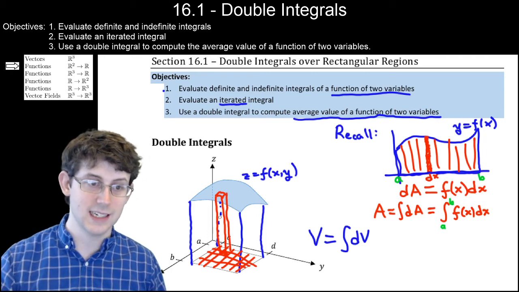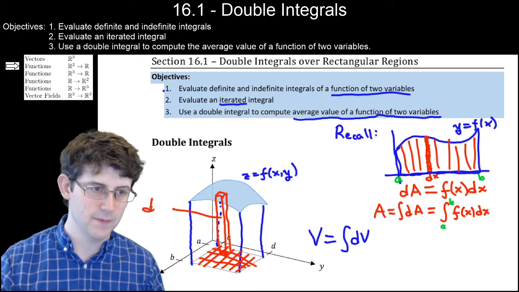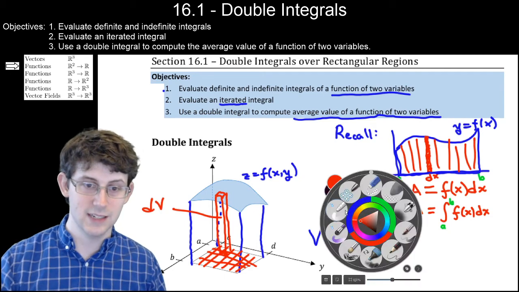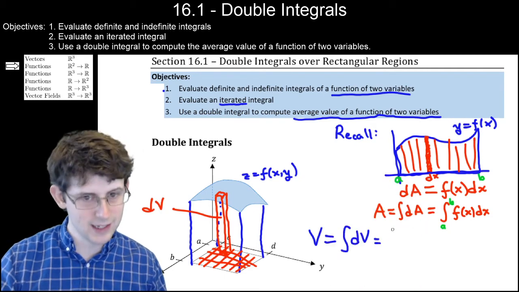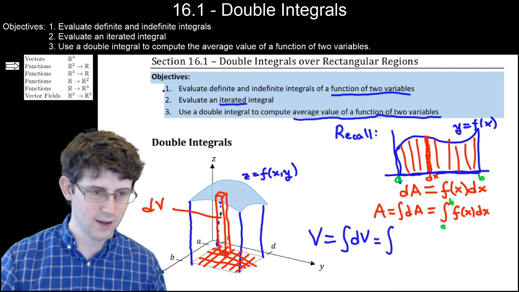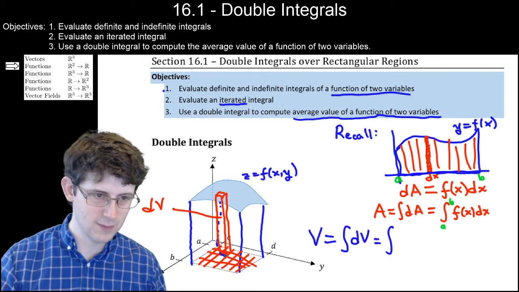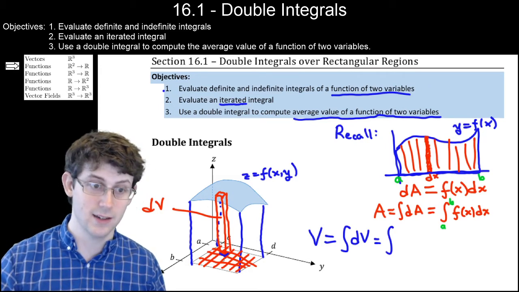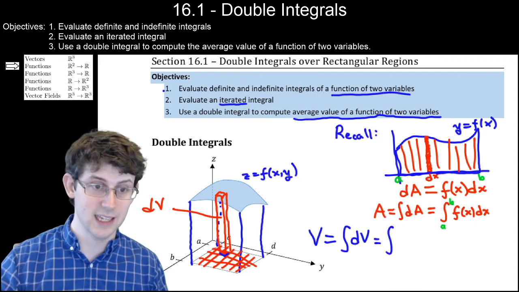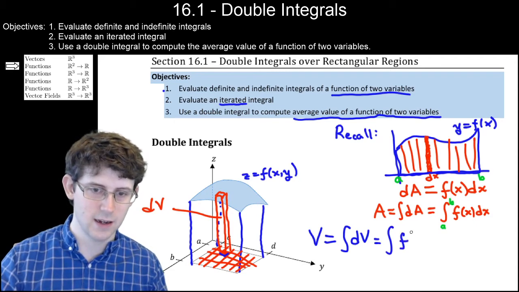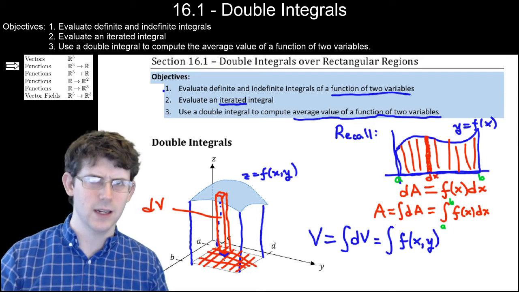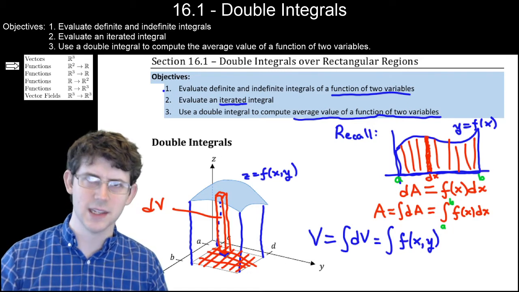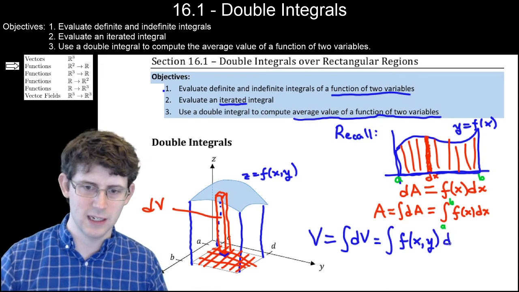So this little tiny slice of the volume is dV. And what is dV? Well, approximately it's the length, or the width, times the depth times the height. Okay, well, the height is the easiest for us to see. The height is f of x, y. The base, though, is like a little bit of x times a little bit of y. So that's going to be dx dy.